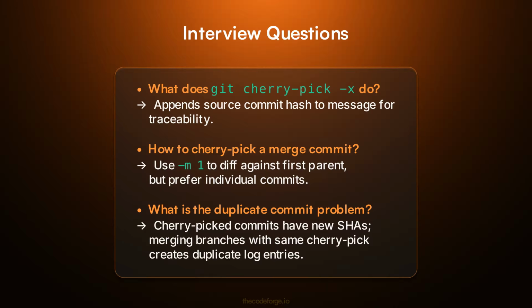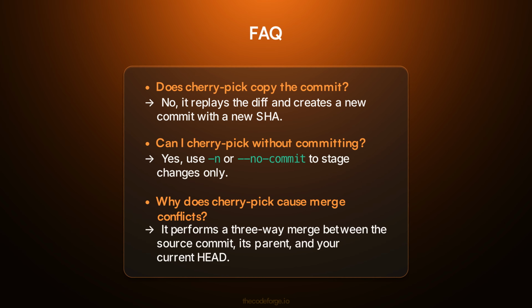And a few frequently asked questions. Does Cherry-Pick copy the commit? No, it replays the diff and creates a new commit with a new SHA. Can I cherry-pick without committing? Yes, use -n or --no-commit to stage changes only. Why does cherry-pick cause merge conflicts? It performs a three-way merge between the source commit, its parent, and your current HEAD.